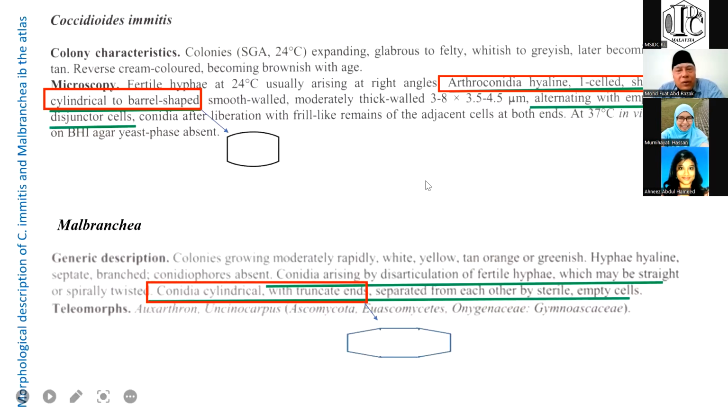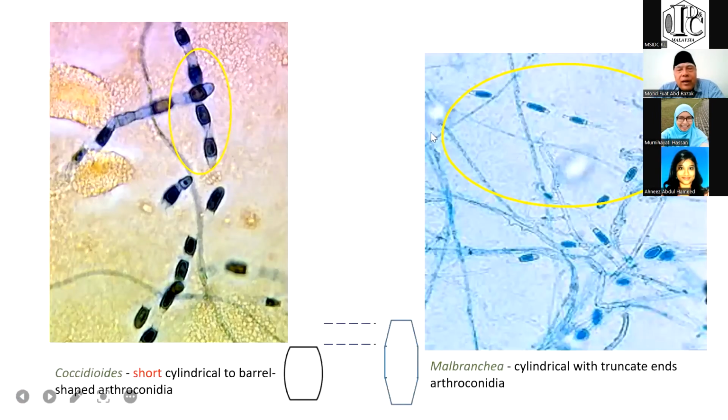But if you read the descriptions in the atlas, then you will see there is at least one difference between Coccidioides and Malbranchia. In Coccidioides, the arthroconidia are cylindrical to barrel shaped. So this is a barrel shape, okay? But in Malbranchia, the arthroconidia are cylindrical with truncate ends. So this cylindrical part can be longer than this. This is the truncate end, okay? So if you look carefully again at the photos, you can see here, these are the barrel-shaped arthroconidia. This is the cylindrical with truncate ends. So then I believe what they saw in their lab was not Coccidioides, but Malbranchia.